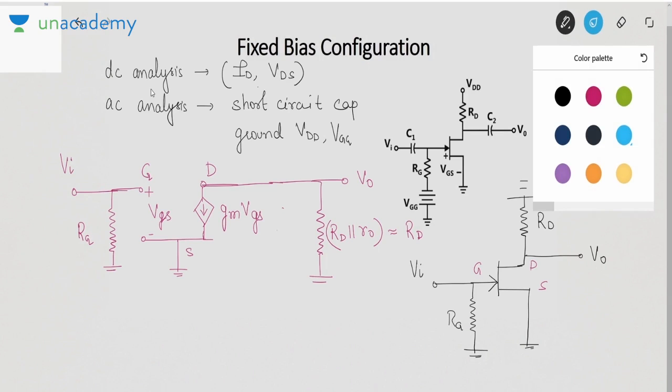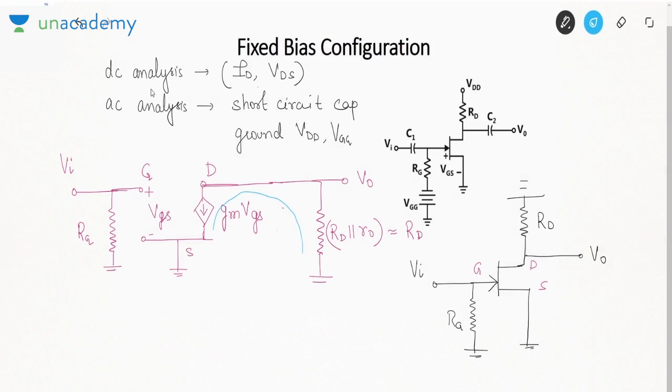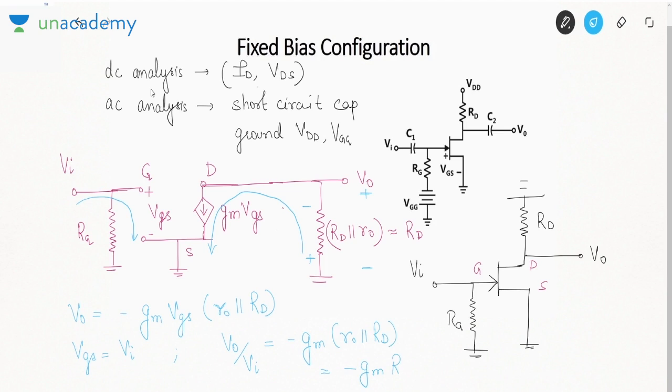Now this GM VGS current will be flowing something like this. V0 has this polarity, but due to current the polarity induced will be opposite. So V0 will be minus GM VGS R0 parallel RD. From this circuit what I can say? From this circuit I can say that VGS equal to VI, which means V0 by VI is minus GM R0 parallel RD, which is approximately minus GM RD.